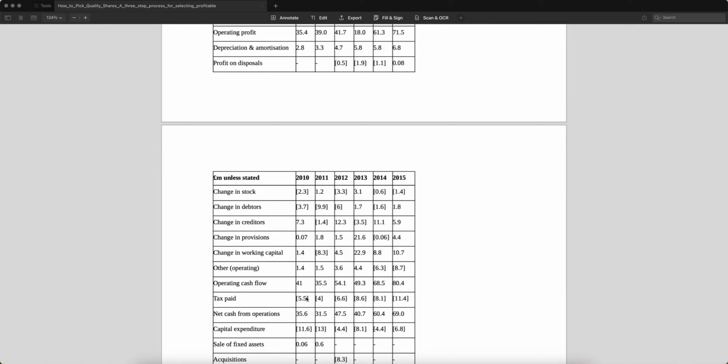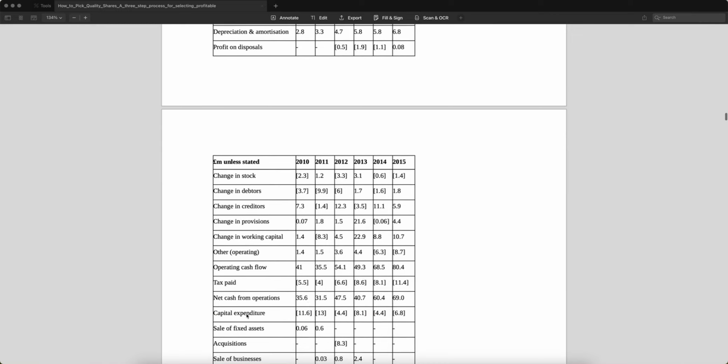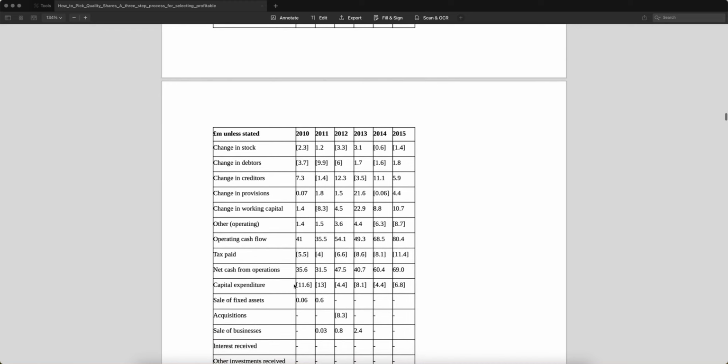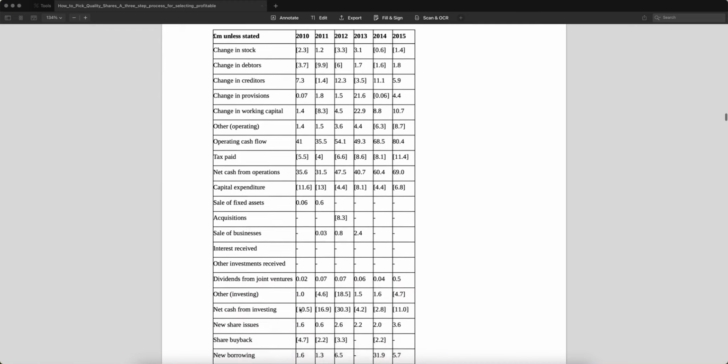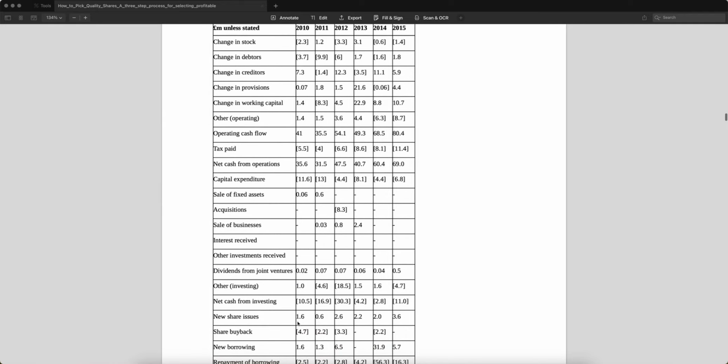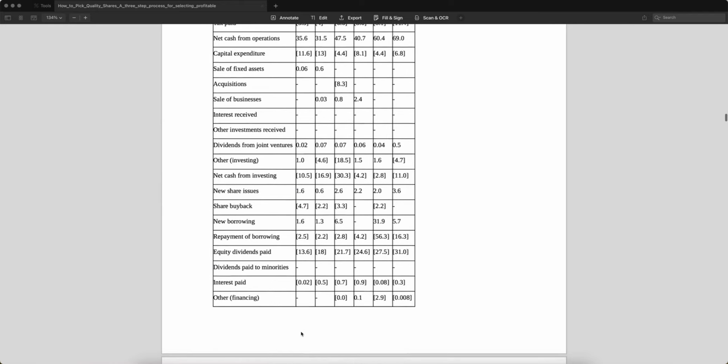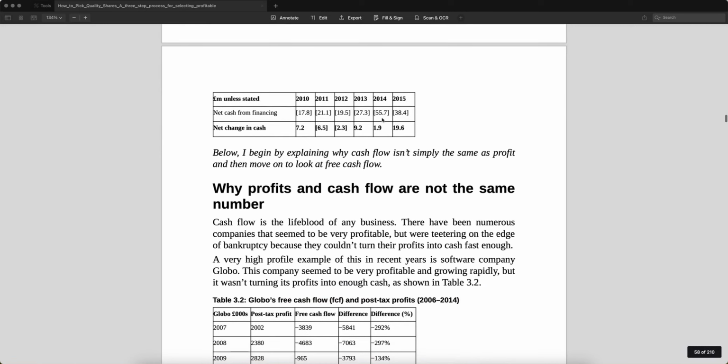Now what you have to do is compute the cumulative profits versus cumulative cash flows. We'll see that in a bit. Then in the cash flow from investing you have capital expenditure, you buy assets, you sell assets, acquisitions, sale of businesses, interest received, and from financing you have shares issued, shares buyback, and so on. So this is what a cash flow structure looks like.